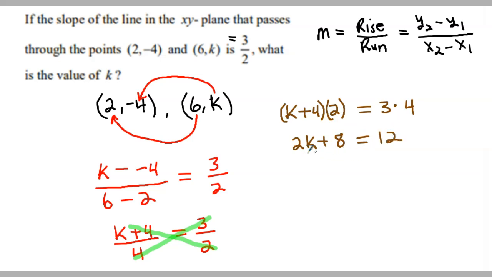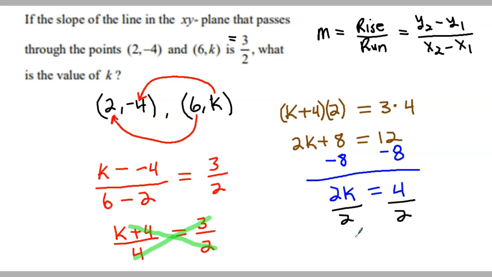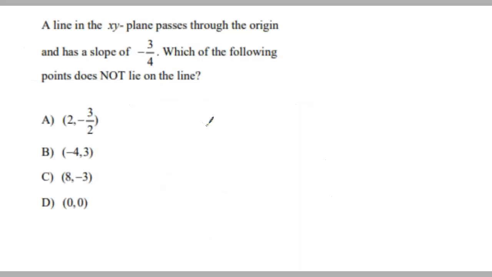You want to solve for k, so you have to get rid of the 8 here, so you subtract 8 from both sides. You get 2k, here becomes 0, and here gives you 4. It's multiplying, so you divide by 2 on both sides. 2 divided by 2 is 1, and 1k is the same as k, and 4 divided by 2 is 2. So here we have been able to find our k, which is 2. Okay, let's look at another slope application.